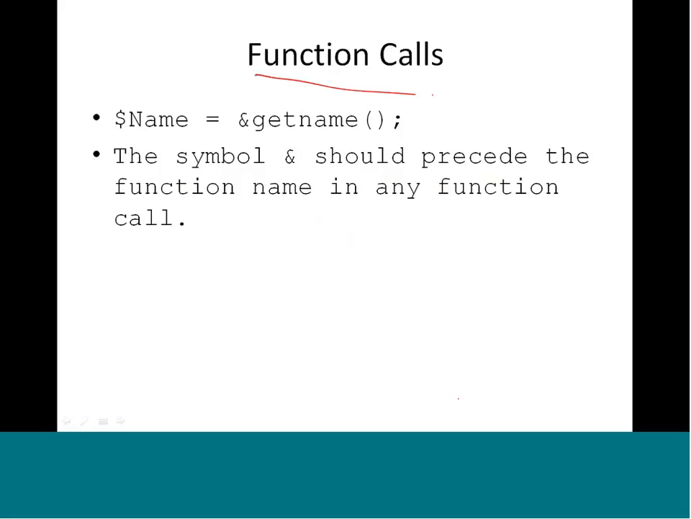And then how do we use functions, essentially, that is the function calls. So here getname is the function, and then we provide this ampersand, and once we specify that, Perl understands that this is a function and goes looking for the particular function declaration, looks for where the function is actually defined, and then runs that function. So the symbol ampersand should always precede the function call in any function call.